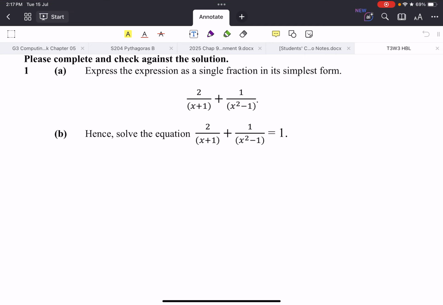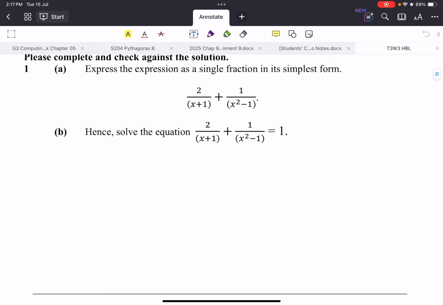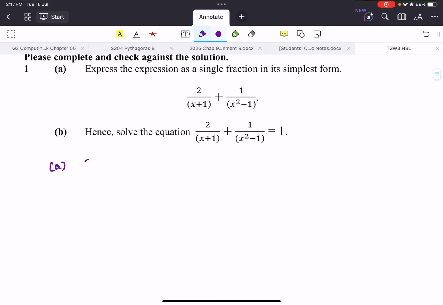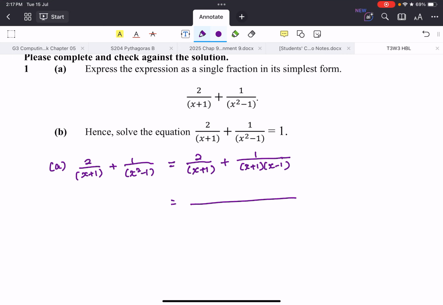Okay, so let's express it as a single fraction first for the first part. We got 2 over x plus 1 plus 1 over x squared minus 1. Now, what we need to know is that x squared minus 1 is actually x squared minus 1 squared. So I could factorize it, and it will end up as 1 over (x plus 1)(x minus 1). Which means now, when I put that as a single fraction, the denominator will simply be (x plus 1)(x minus 1), because that's the LCM of the denominator.